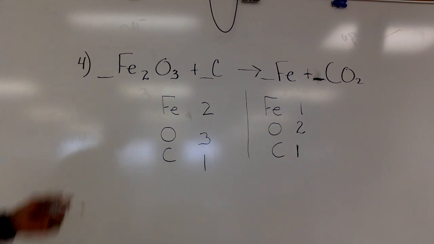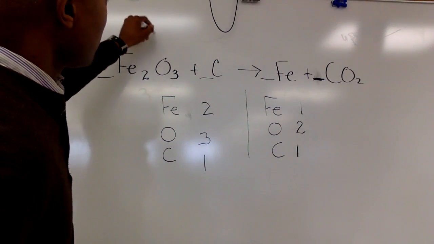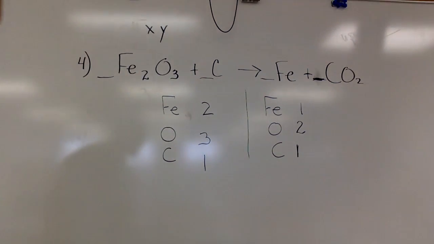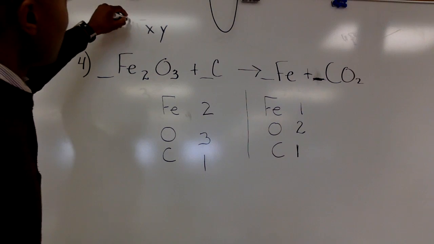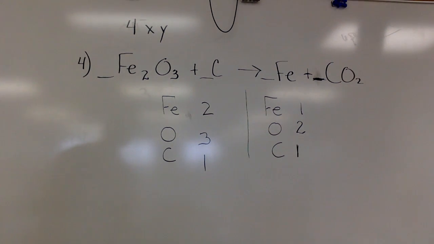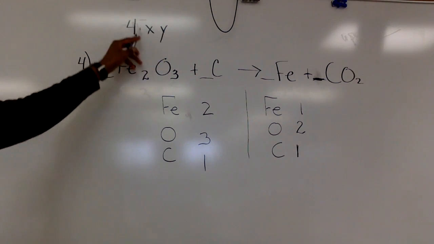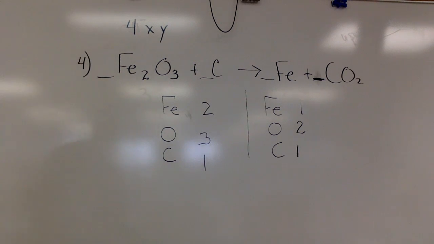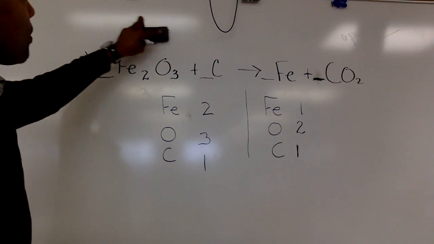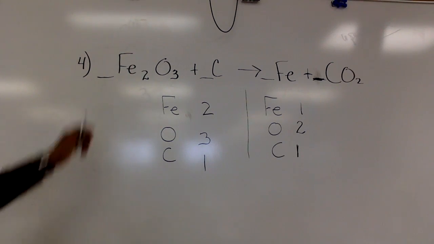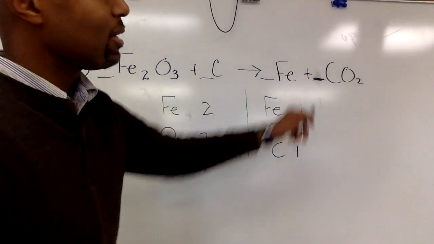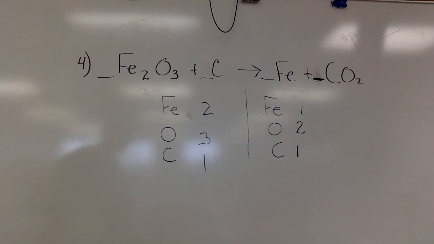So for example, if you have a term xy in math, and you put 4 in front of it, that means that everything in that term is multiplied by 4. Okay? Well, it's the same idea with chemical equations. If we put a number in front of a formula, that means that everything in that formula is multiplied by that number. Okay? So let's try this out.